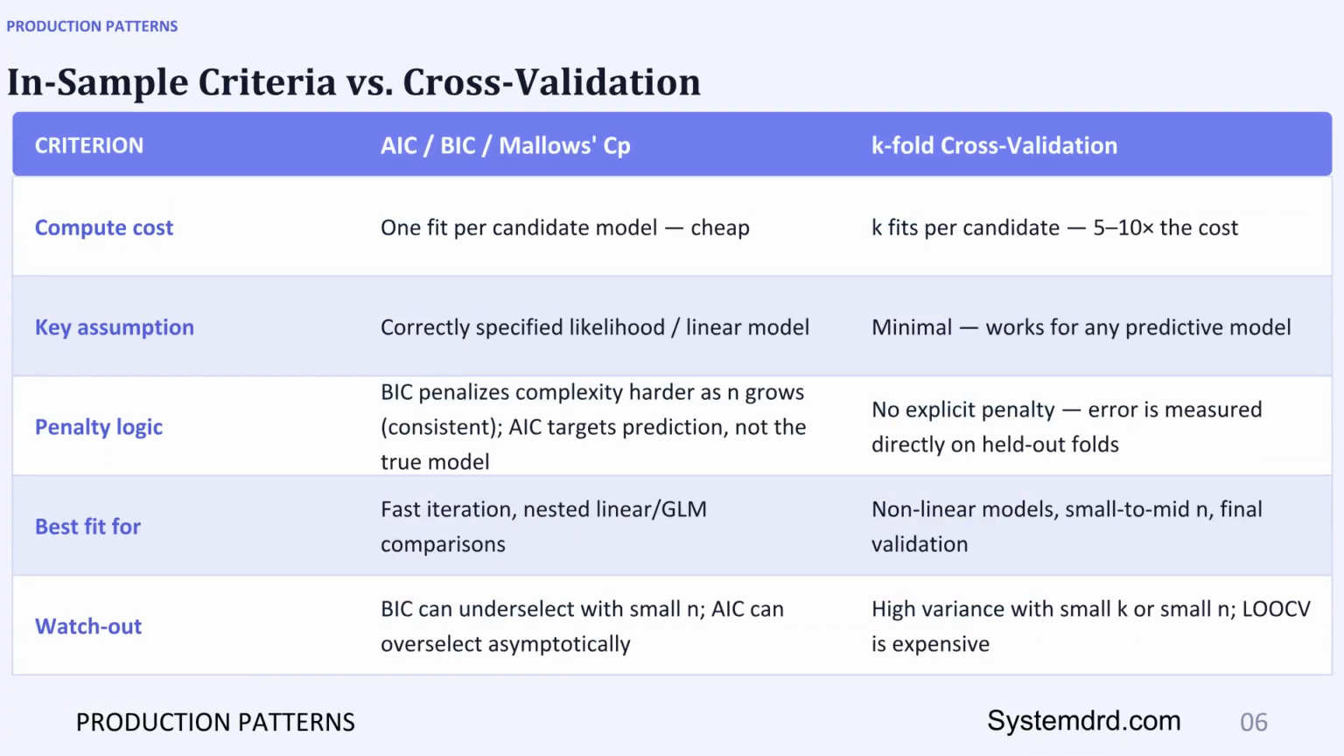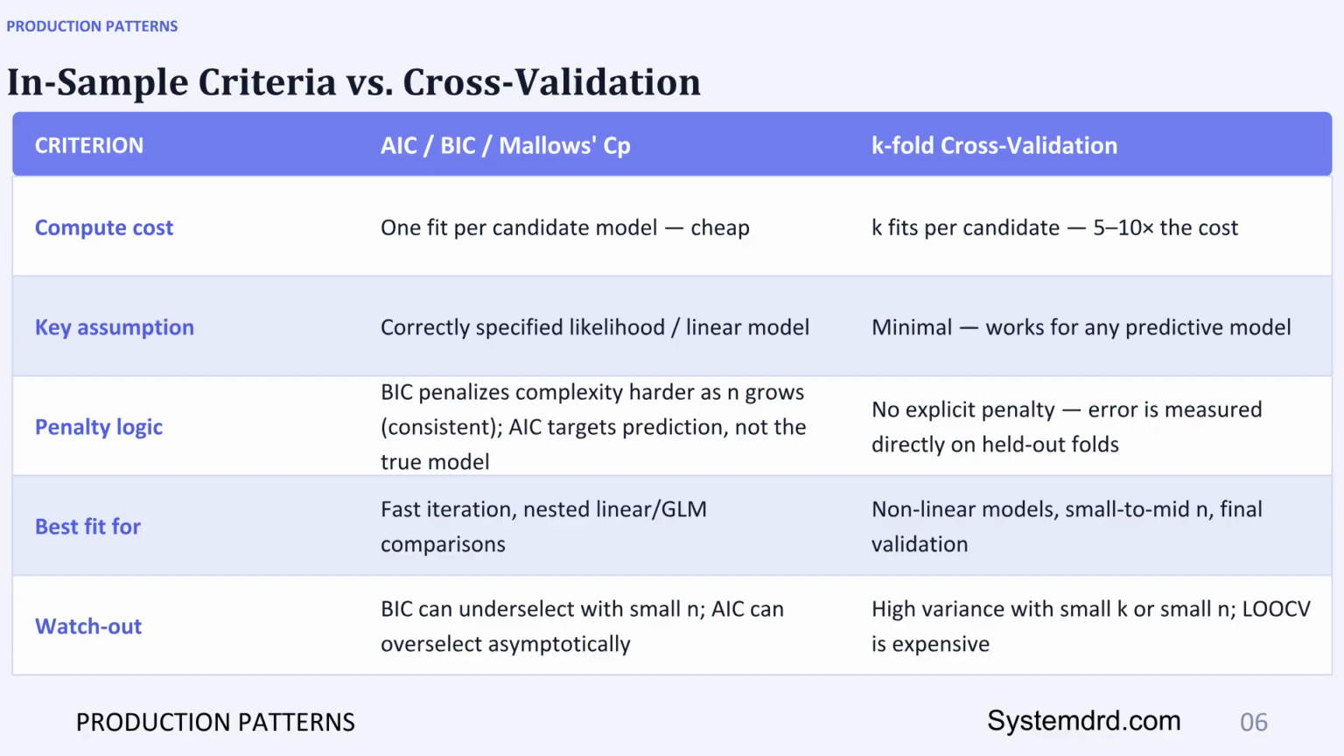Now let's get practical about trade-offs, starting with in-sample criteria versus cross-validation. On compute cost, it's not close. AIC, BIC, and Cp need 1 fit per candidate model, so they're cheap. Cross-validation needs k fits per candidate. With 5 or 10 folds, that's 5 to 10 times the compute. On assumptions, in-sample criteria need a correctly specified likelihood or linear model to be theoretically justified. Cross-validation is much more forgiving. It works for essentially any predictive model, linear or not, because it's just measuring held-out error directly.